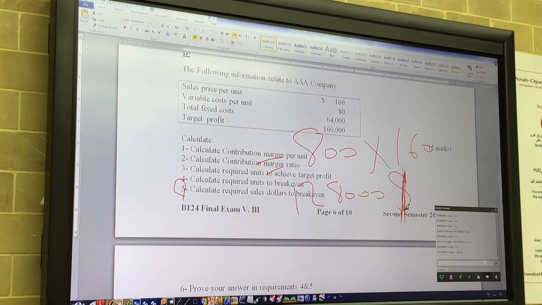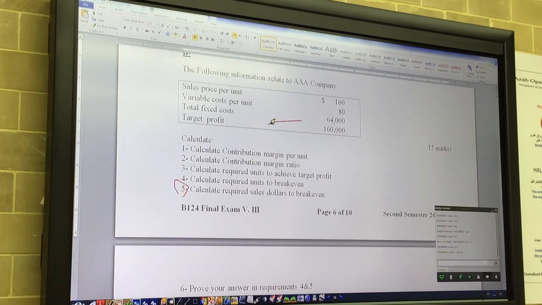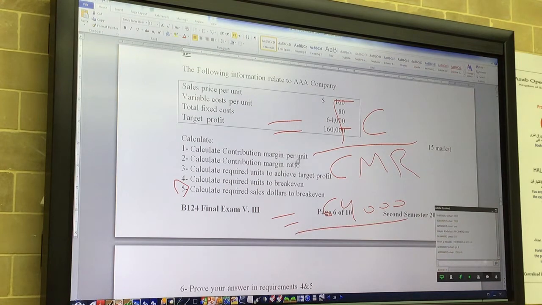This is the quick way, but you can also answer requirement number 5 by the equation. You will write fixed cost divided by contribution margin ratio. So 64,000 divided by the contribution margin ratio from the second requirement, which is 0.5. So 64,000 divided by 0.5 will be 128,000. Clear?